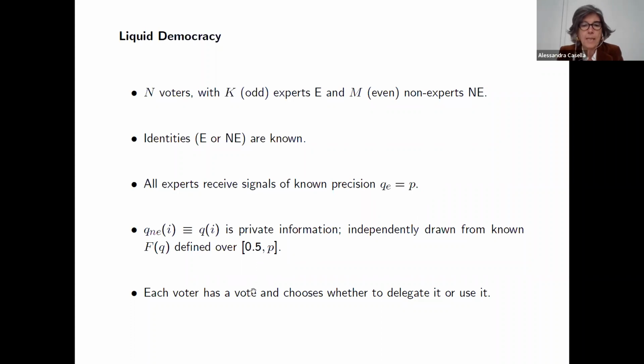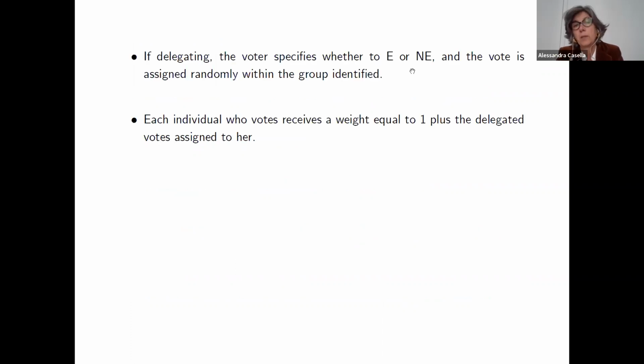Okay? Each voter has one vote and will choose whether to delegate the vote or to use it. So you're Mr. I, you have a certain precision, which you will learn, Q of I, and you can decide, do I use my vote and how do I cast it? Or do I delegate my vote to one of the experts? In fact, in the model, you can delegate the vote to anyone you want. If you delegate, you specify whether to an expert or to a non-expert, and then the vote is assigned randomly within the group that you mentioned.